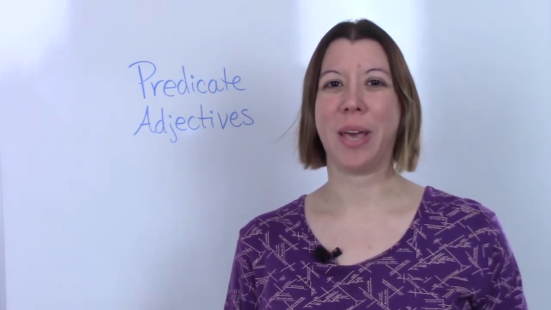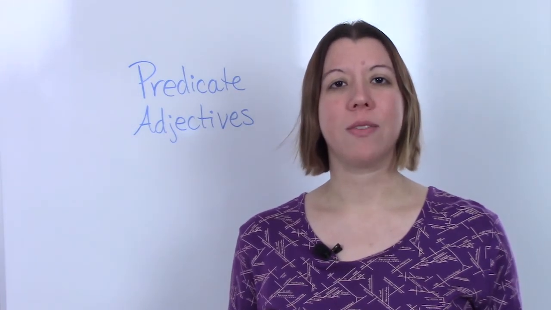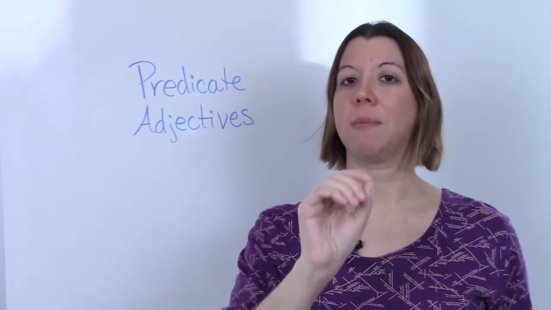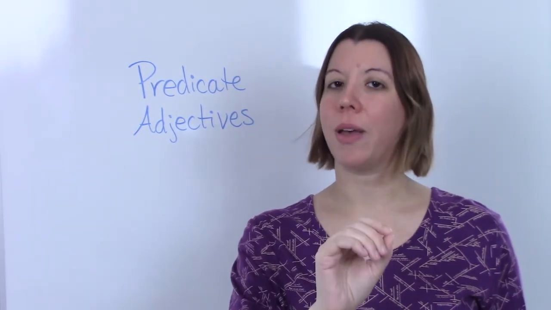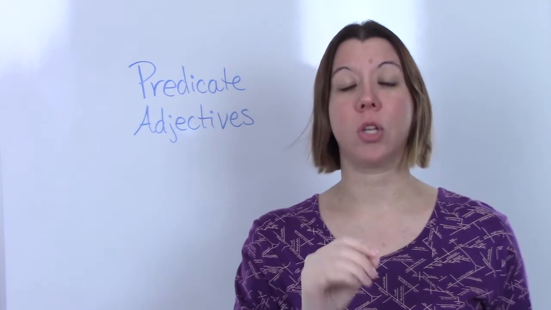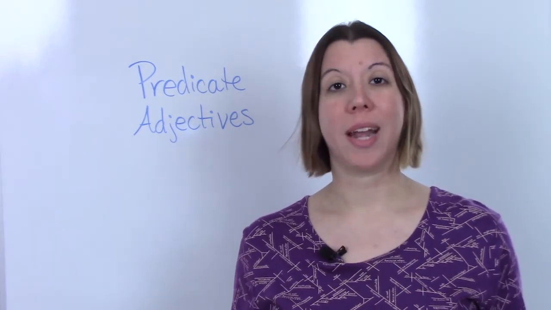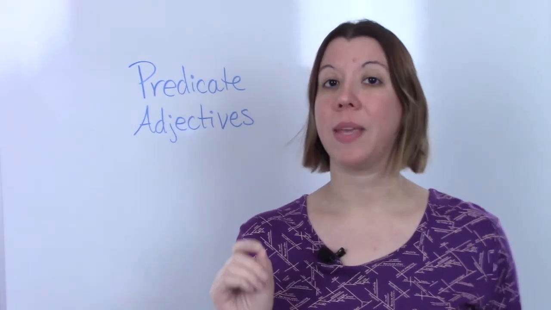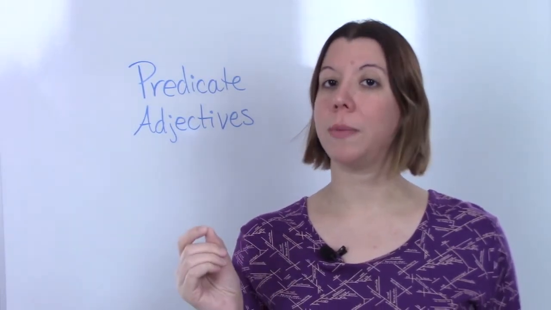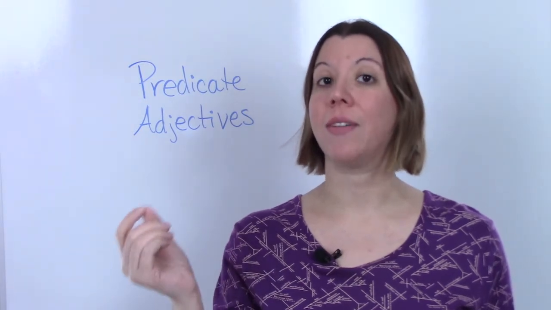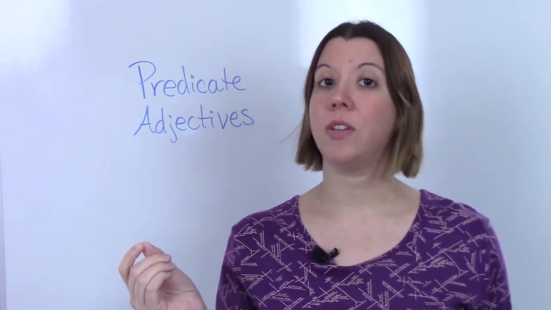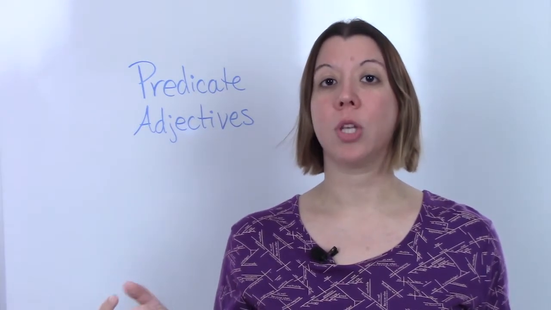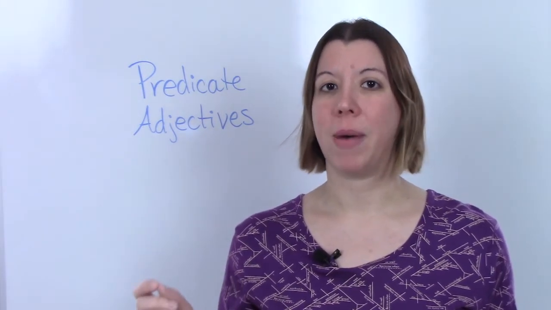Ready? Here we go. Like predicate nominatives, predicate adjectives also come after the verb and connect back to the subject. However, unlike predicate nominatives, whose part of speech is noun, predicate adjectives' part of speech is, well, adjective. Now be careful. You can have an attributive adjective in the predicate of the sentence. That by itself does not make it a predicate adjective. It's all about what it describes, all about what it modifies.